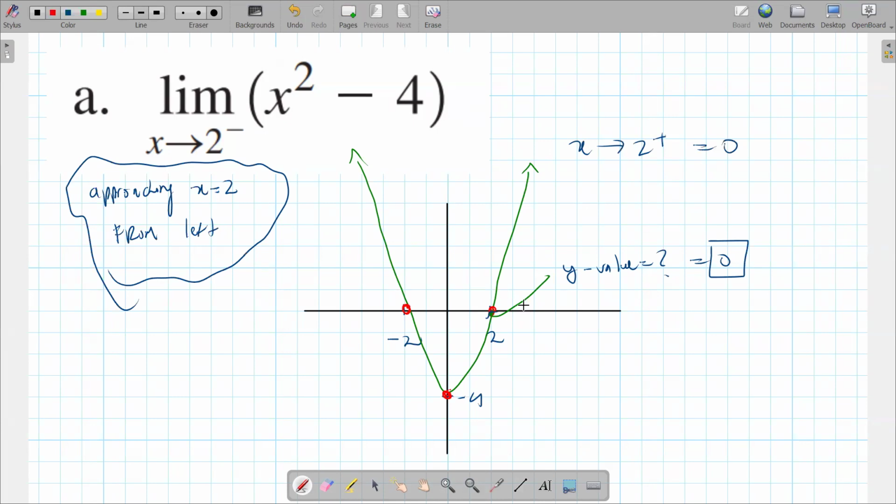That just means we're coming at it like right here. What's the y value just above 2? Maybe like 2.001. What's the y value? It's not gonna be exactly 0, but the limit will be exactly 0. It's approaching 0, right? Because this graph is going this way. So at this point, the y value is gonna be approaching 0. Same thing from both directions.